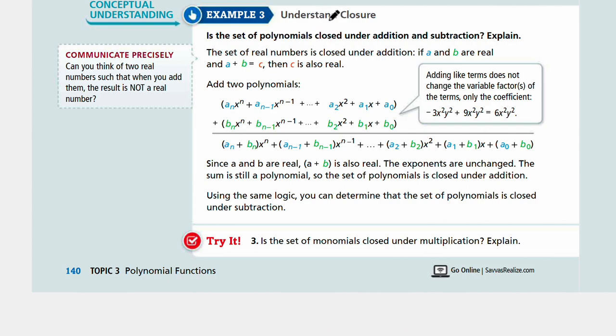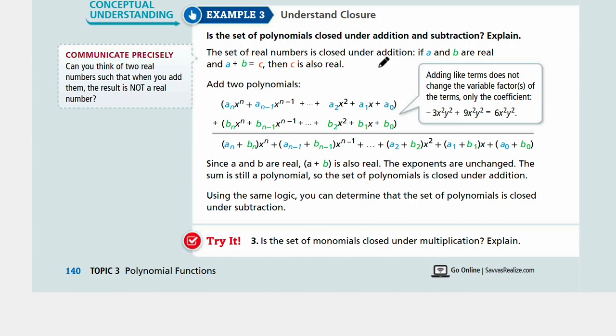So by closure, it means is it still going to be the same set as your numbers in the beginning. So a and b added together will still result in a real number, right? If you add real numbers, you get a real answer. So it's going to be real. It's closed. If you add two polynomials, is it going to be closed, right?